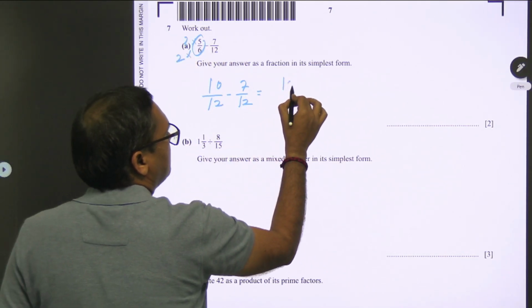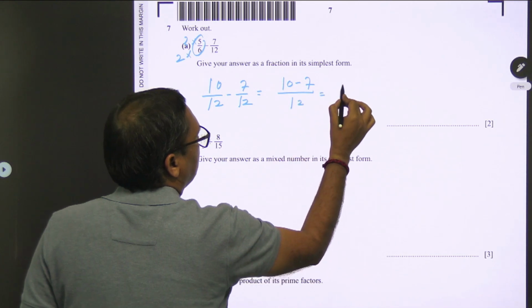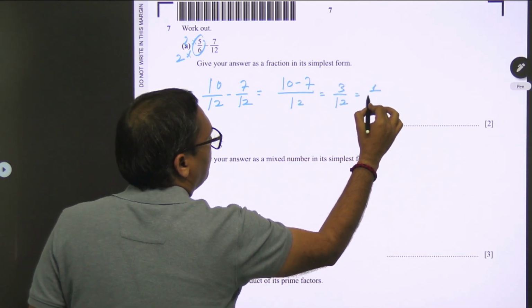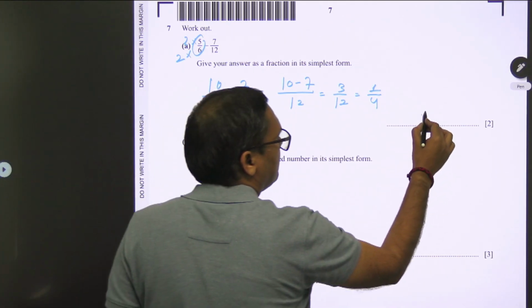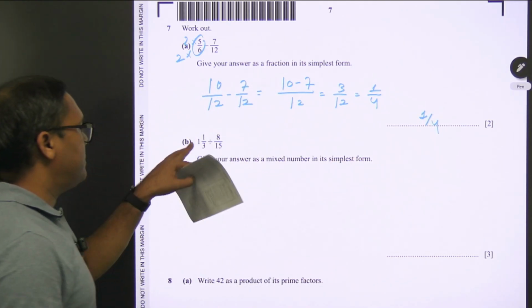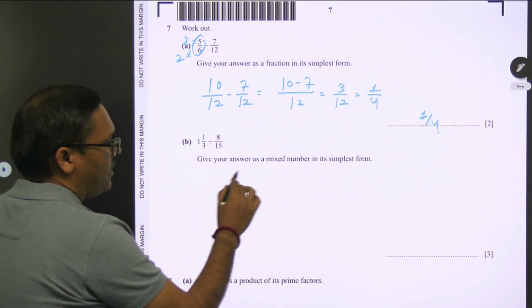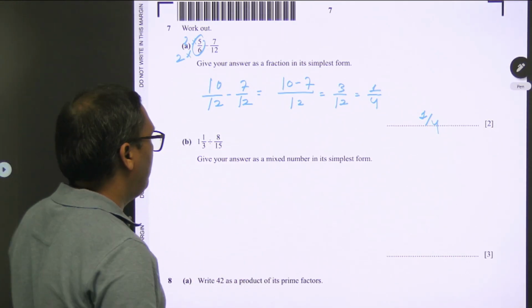So what is this? This is 10 minus 7 by 12, which is 3 by 12, which is equal to, you can cancel a common factor of 3. So what is the answer? This is 1 by 4. What is the, you have to simplify this, give your answer as a mixed number in the simplest form. So what is this?